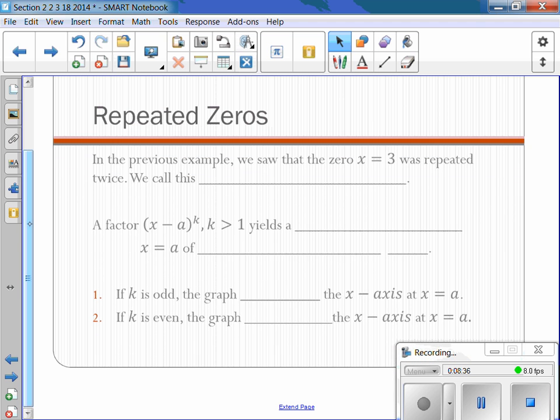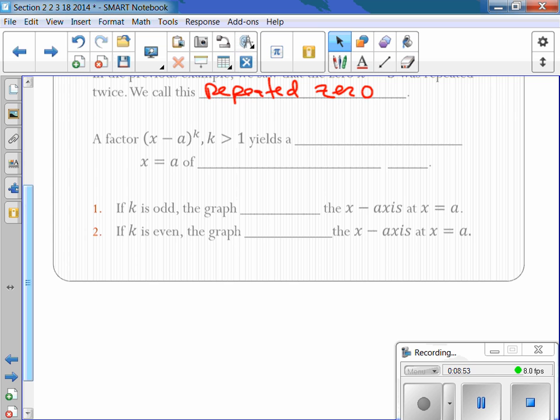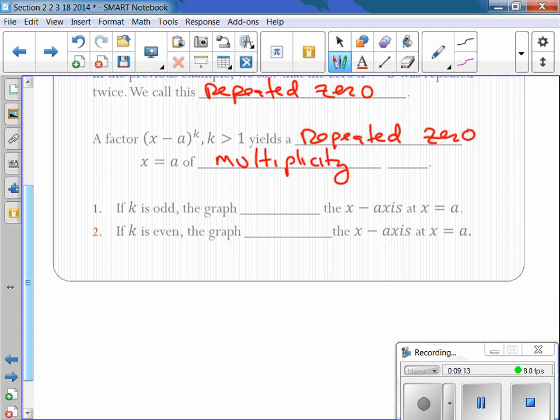So when it repeats twice, or even more than twice, and it repeats multiple times, we call this a repeated 0. And this repeated 0, don't get caught up with this terminology here. As a factor, x minus a to the k, where k is greater than 1, yields a repeated 0 of x equals a of multiplicity k. All this says is how many zeros I wrote down of that same number.